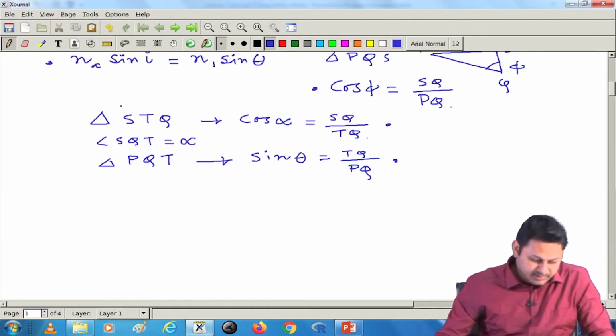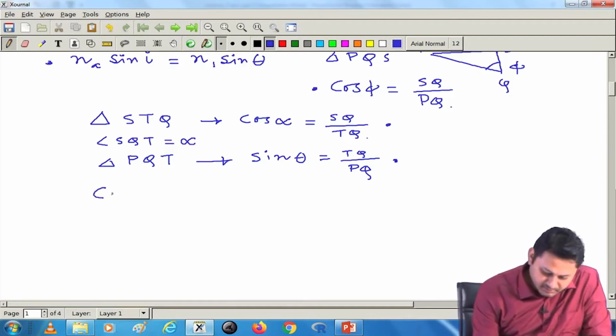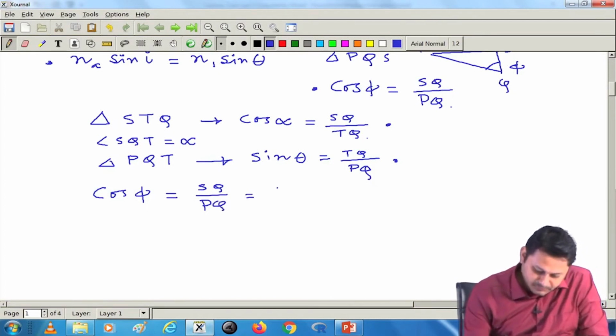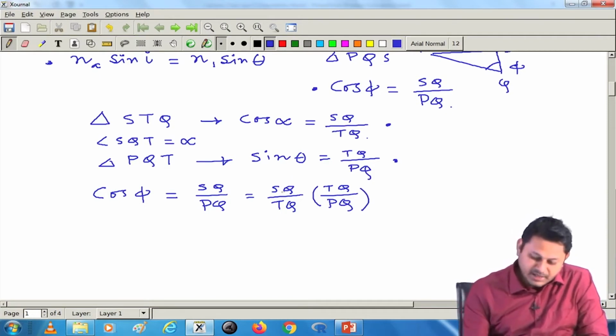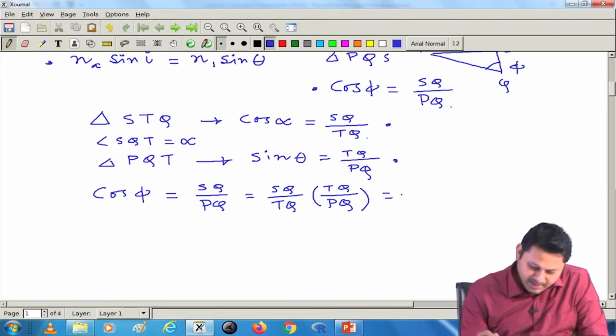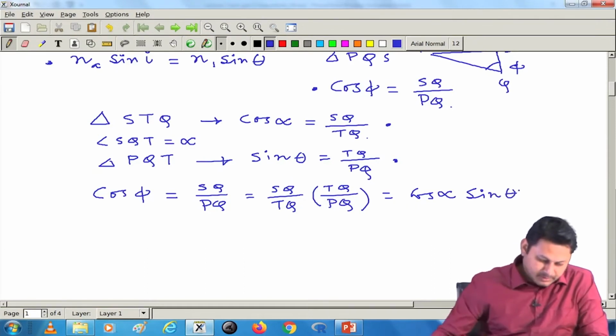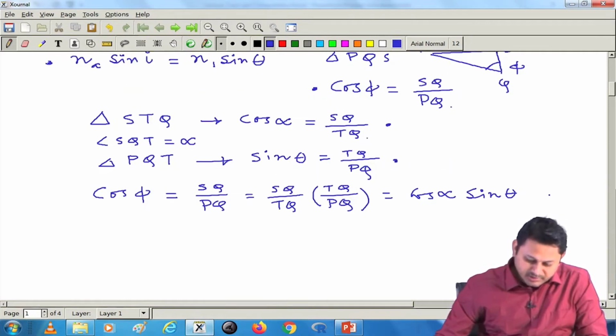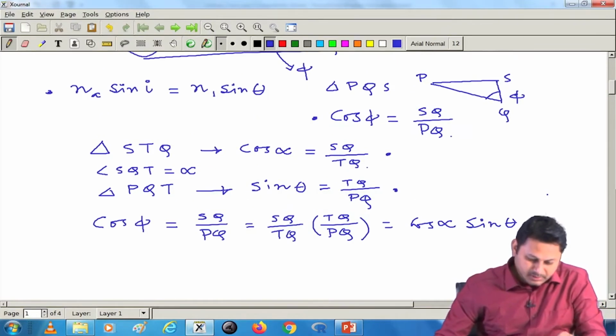So, let us just write cos phi, whatever the cos phi I calculate. cos phi is equal to SQ divided by PQ, and I write it as SQ divided by TQ multiplied by TQ divided by PQ, because TQ, TQ will cancel out. So finally, I have SQ divided by PQ. If I do, then I have simply cos phi is equal to cos alpha sin theta. So now I am going to use this expression here in this Snell's law.